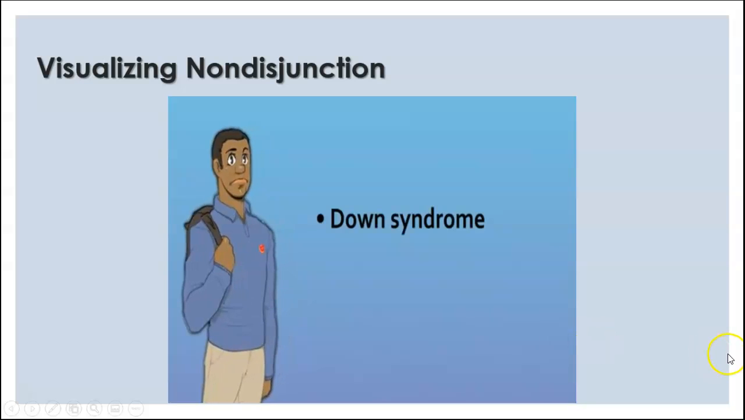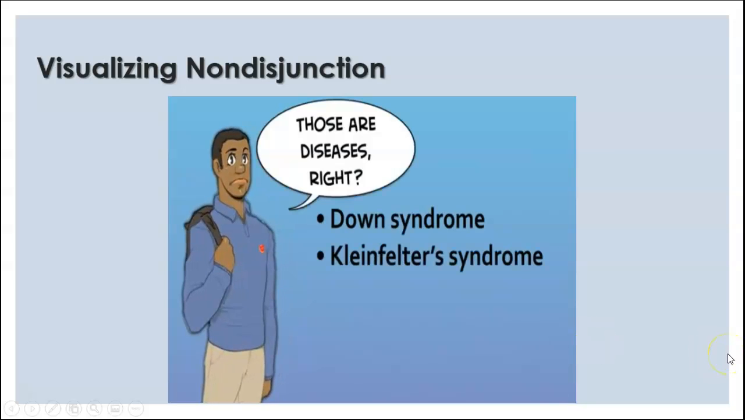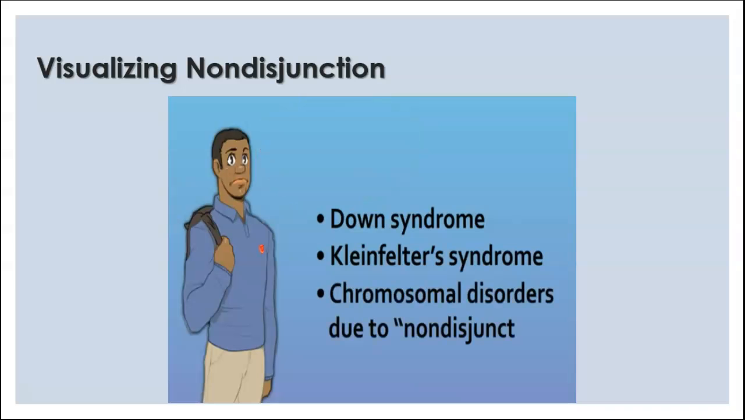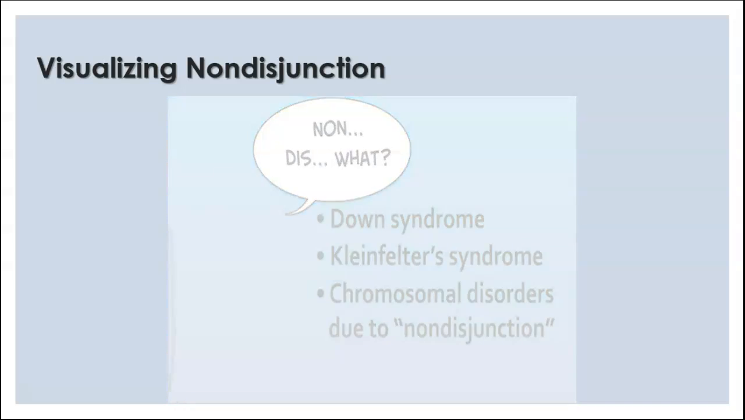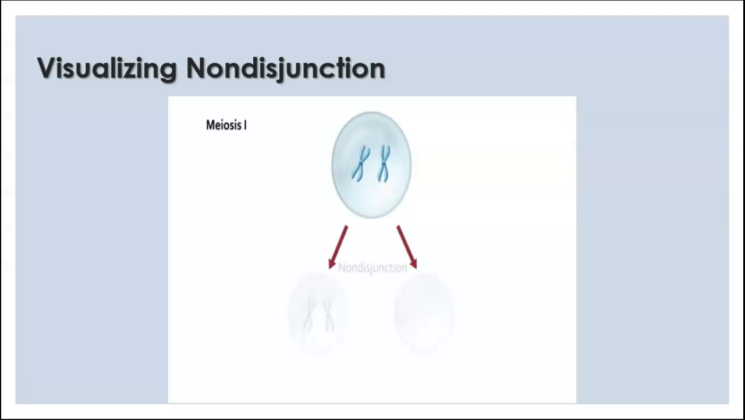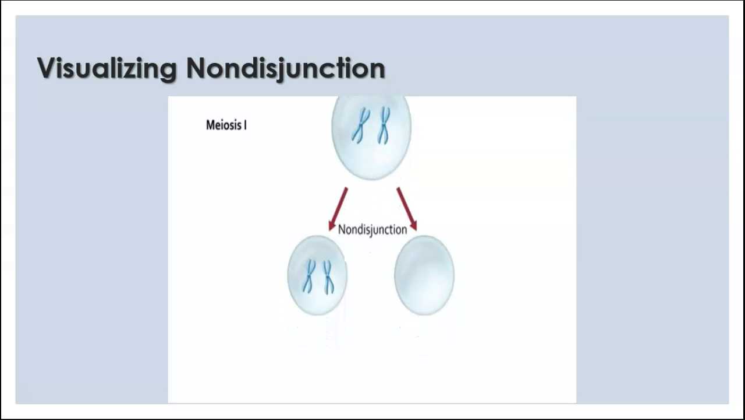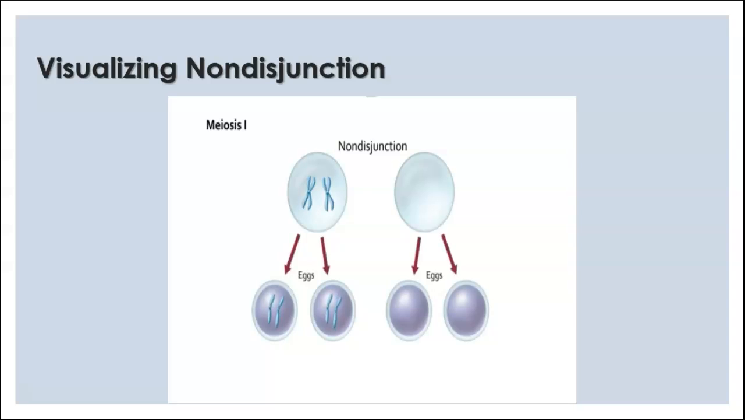Do you know anyone with Down syndrome or Klinefelter syndrome? These are examples of chromosomal disorders, which are due to non-disjunction. When non-disjunction occurs during meiosis I, replicated homologous chromosomes do not separate correctly. One daughter cell retains both replicated chromosomes. The other daughter cell lacks that chromosome.